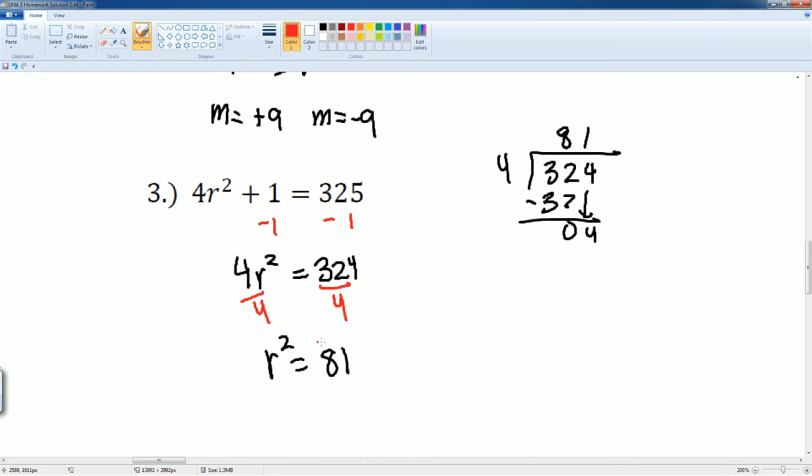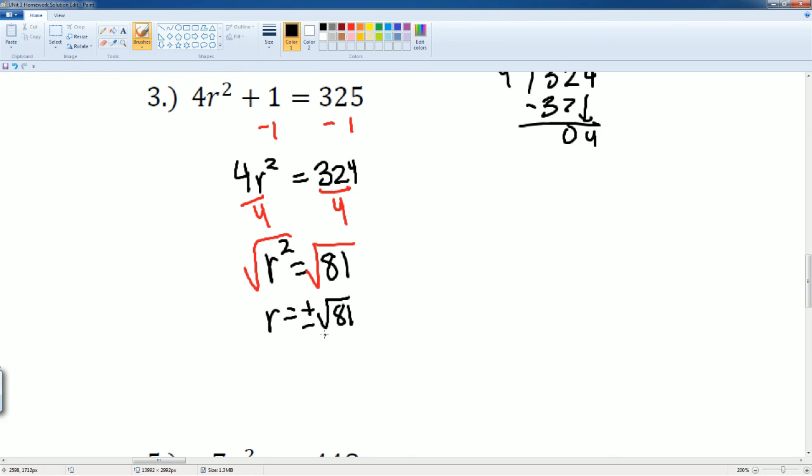So I have r squared equals 81. Square root both sides. I can now get r is equal to plus and minus square root of 81. But you know what the square root of 81 is. It is just plus and minus 9. Those are your two solutions. Okay, there you go. That is number 1, 2, and 3.